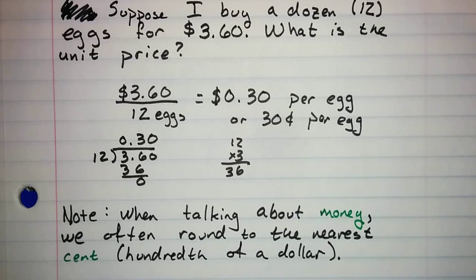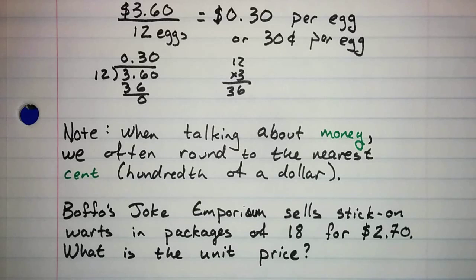So let me give you an example to try. Suppose Boffo's Joke Emporium sells stick-on warts in packages of 18 for $2.70. What is the unit price? Pause the video and try this now.